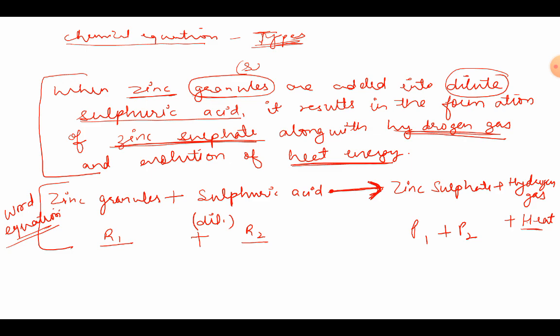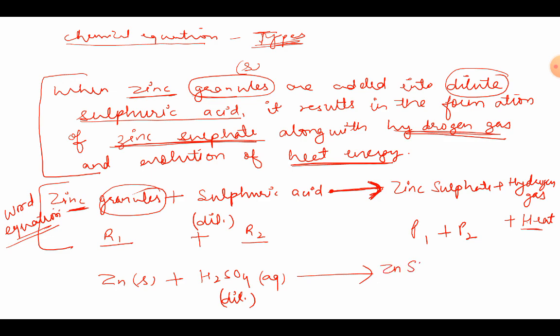But now can we simplify it further? Can we make it even shorter? The answer is yes, if we write it in terms of symbols and formulae. So how can we change zinc? Zinc can be written as Zn. Since it is granules, we can write a small s inside the bracket. It is telling us that zinc is in the solid form. Plus sulfuric acid is H2SO4. Since it is an acid, we all know it will be aqueous, and it is a weak acid right now, so it is dilute. This arrow is showing the formation of the product.